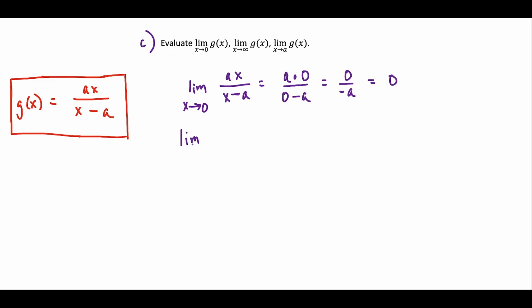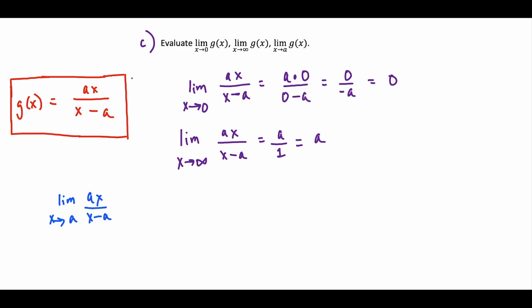For the second limit, we have the limit as x approaches infinity of g of x, which once again, we're using ax over x minus a. And we did this before when we found the horizontal asymptotes. All we have to look at is the ratio of the coefficients of x in the numerator and denominator. And this is just going to be a over 1, which is just equal to a. So once again, the first two limits are not so bad, but the third one you have to be very careful with. The third one is definitely a bit tricky. So for this one, we're looking for the limit as x approaches a of g of x, which is once again ax over x minus a.